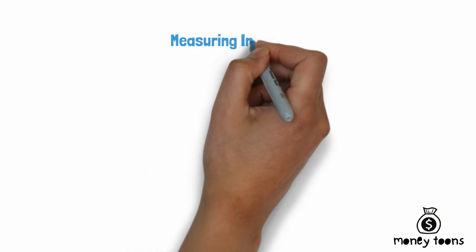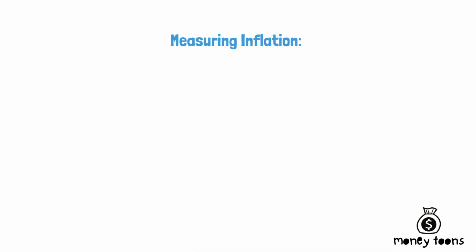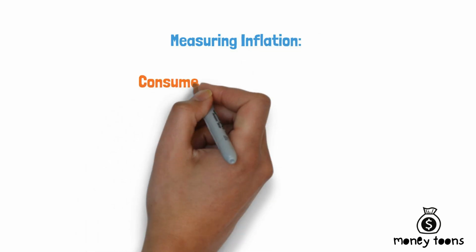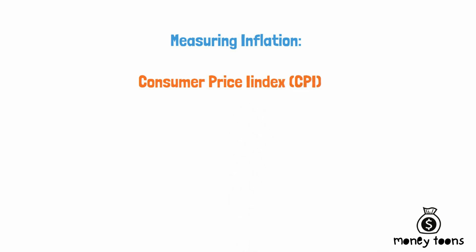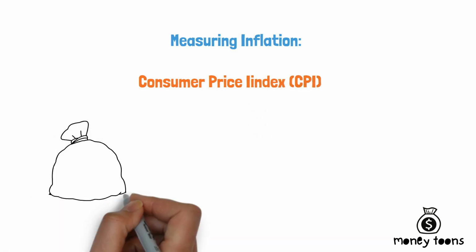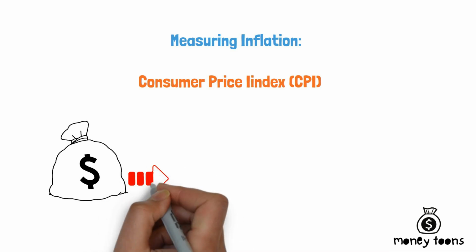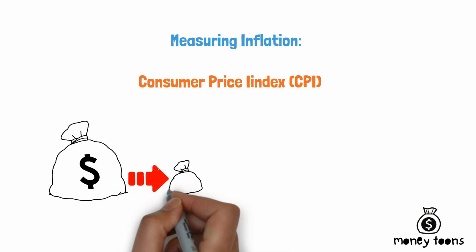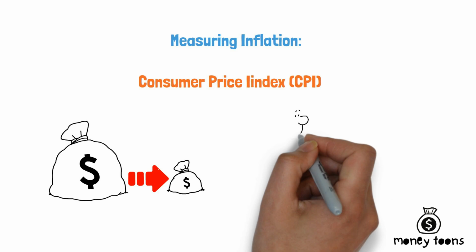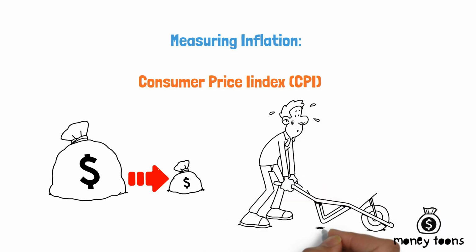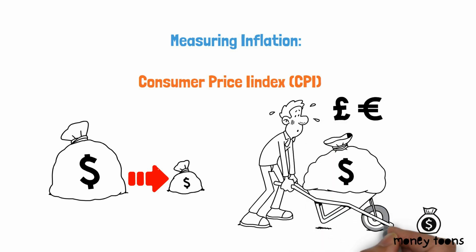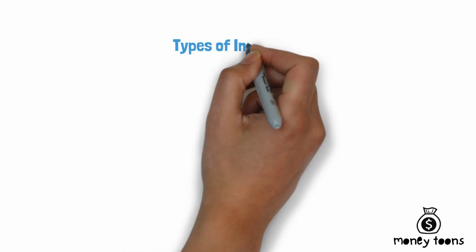Measuring inflation. Inflation is typically measured using a consumer price index, CPI, which tracks the prices of a basket of goods and services over time. The CPI measures the average change in prices over time, which provides a clear picture of the inflation rate in an economy. Understanding the inflation rate is important as it can impact the value of your money, your investments, and your purchasing power.